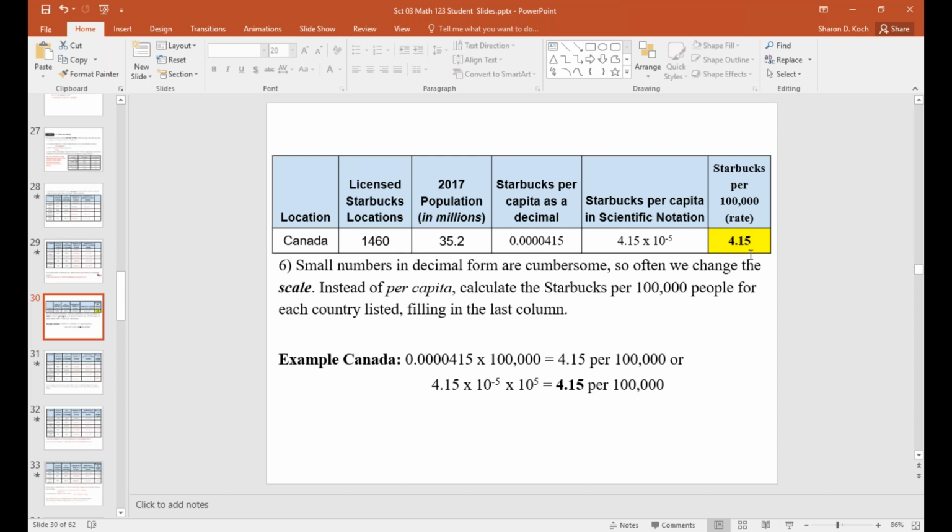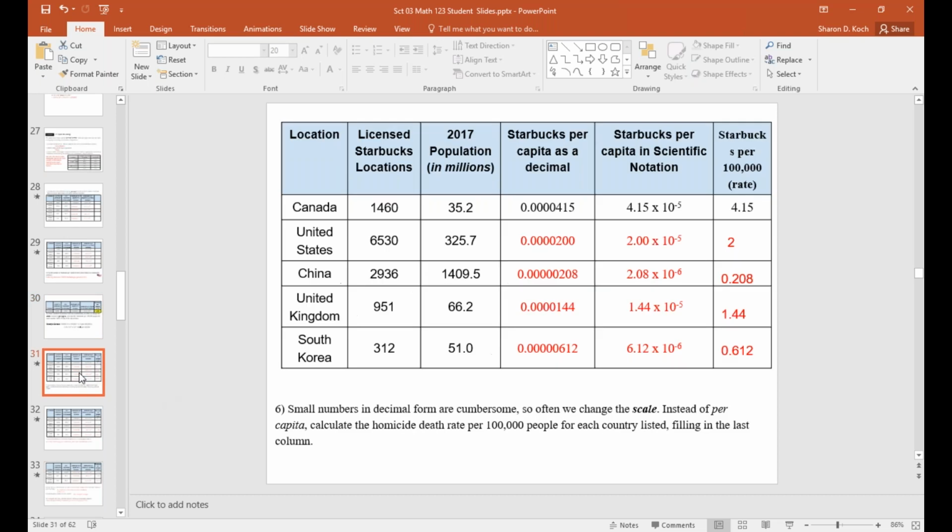Okay, so if I were now the news announcer, I could say there are approximately 4 Starbucks stores per 100,000 people in Canada. Or 4.2 if I wanted to round it to 1 decimal place. That makes a lot more sense, saying numbers that way. Okay, so here are the values filled in.